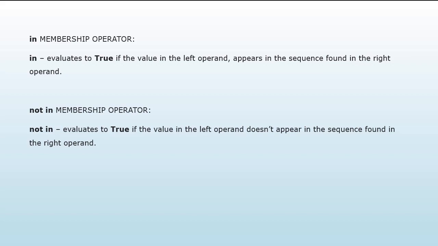And not in membership operator evaluates to true if the value in the left operand does not appear in the sequence found in the right operand. If you see the example, you will be clear.